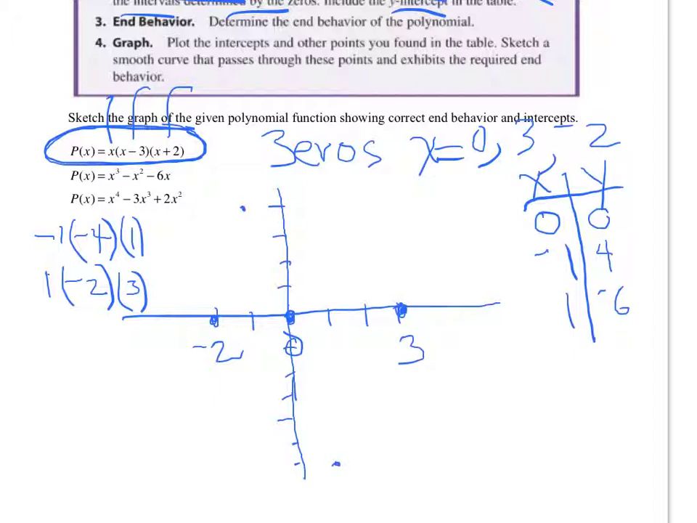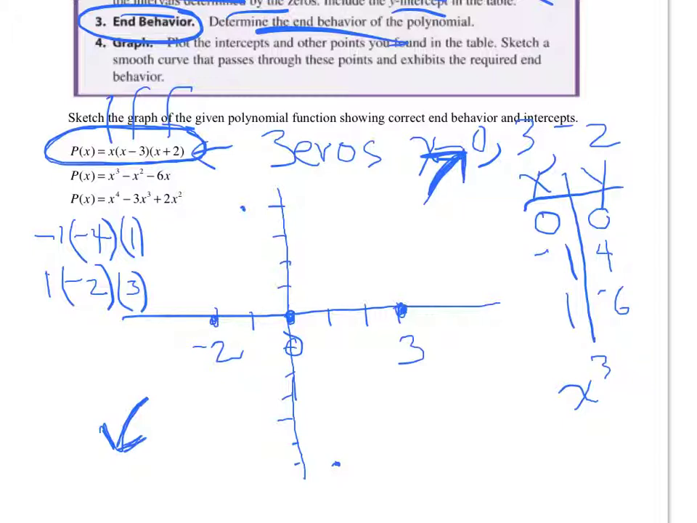Okay, now let's do the next thing, which is the end behavior. That's to determine the end behavior of the polynomial. Well, if you were to multiply this polynomial out, the leading term would be x to the third power. So this has the same end behavior as x to the third power, which means that it's going to -infinity when the x's are large negative numbers, and it's going to positive infinity when the x's are large positive numbers.